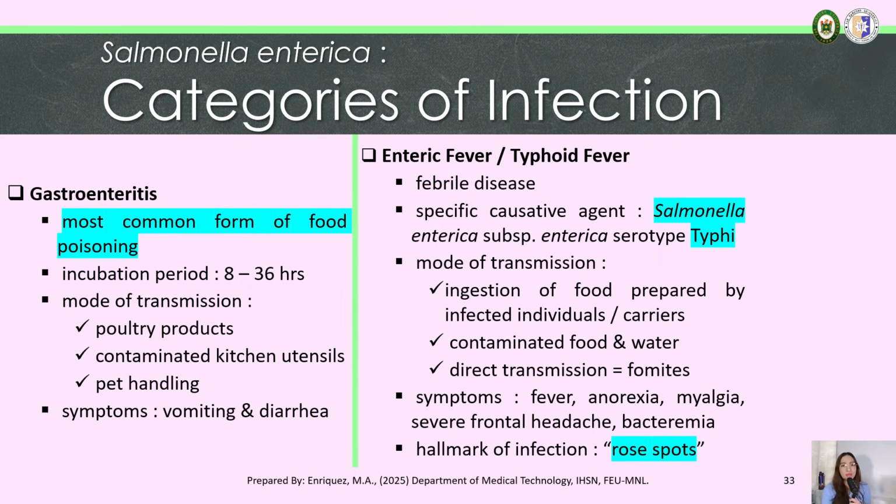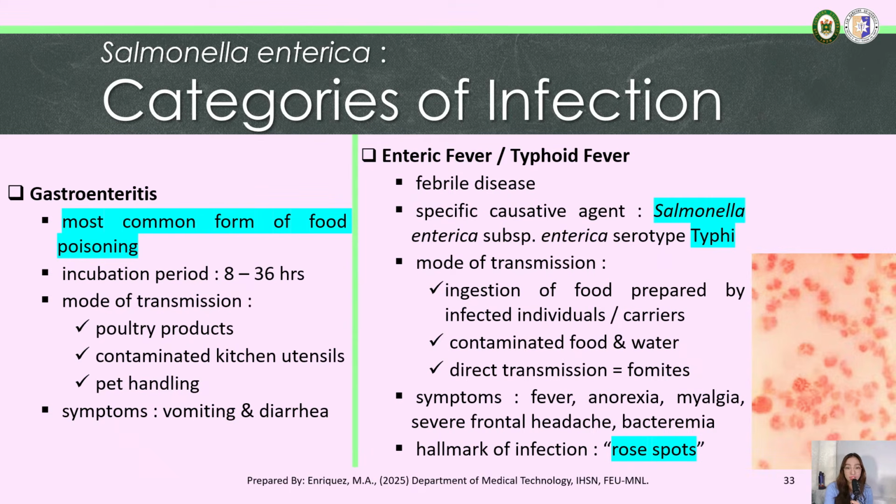All right. So clinical manifestations include anorexia, myalgia, severe frontal headache, and the appearance of what has been termed as rose spots, which may be seen anywhere on the patient's body and is usually an indication of untreated typhoid fever. So, as shown here on this picture, no, this is how rose spots would look like up close. So, again, that is the hallmark of infection for enteric fever or typhoid fever.